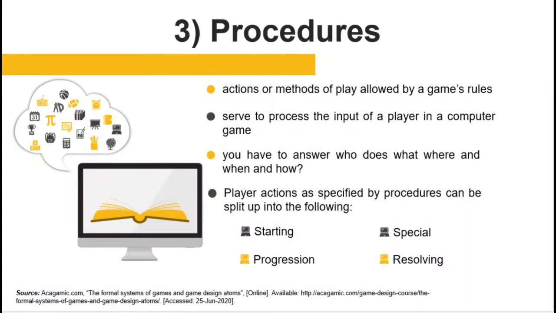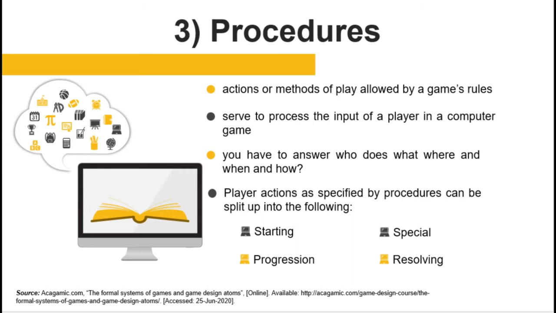Number 3 formal element is procedures. These are actions or methods of play allowed by a game's rules. They can be specific instructions of what actions to take during play. They can also refer to a specific set of controls that serve to process the input of a player in a computer game. Procedures can specify actions that are impossible or inefficient outside of the magic circle of the game.